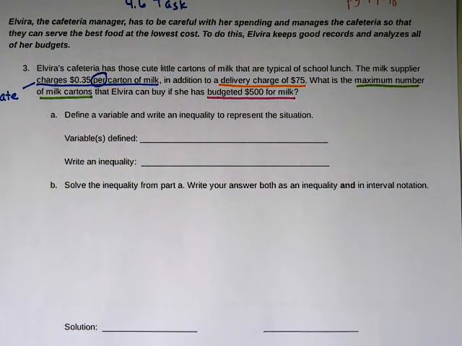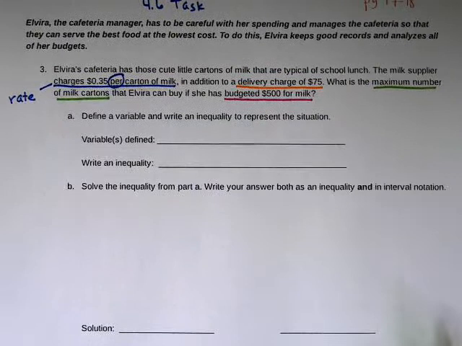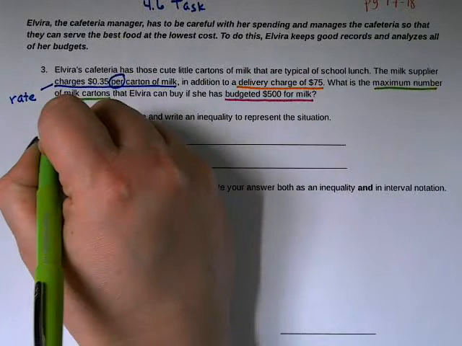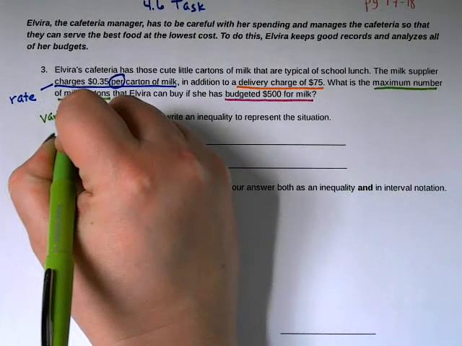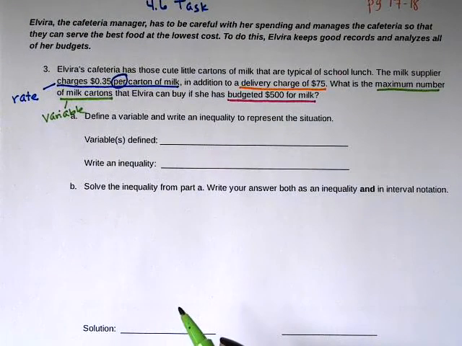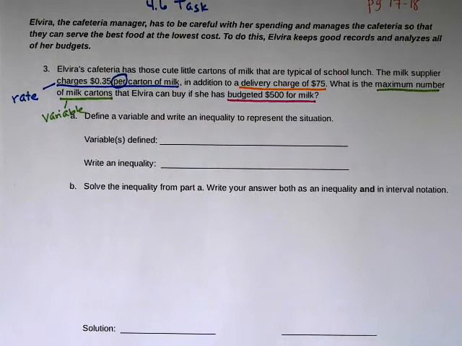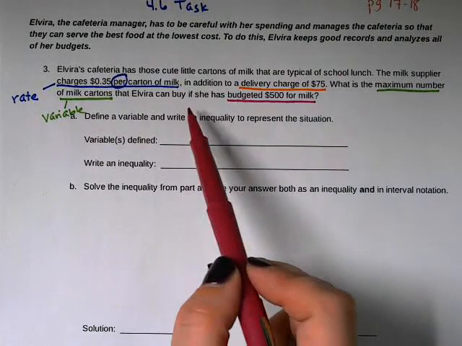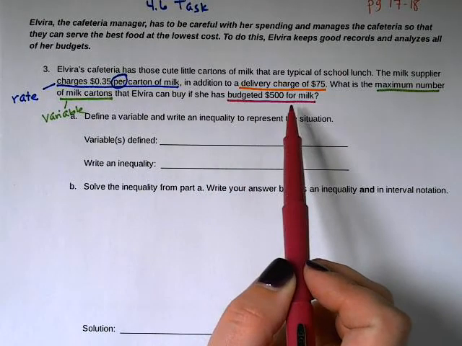That part actually tells us what our variable is going to be. Remember, when you read the question, it's always going to ask you a specific question, and it's going to give you your variable then, because that's the unknown. That's the thing that you're solving for. Now it says that Elvira has budgeted $500 for milk.